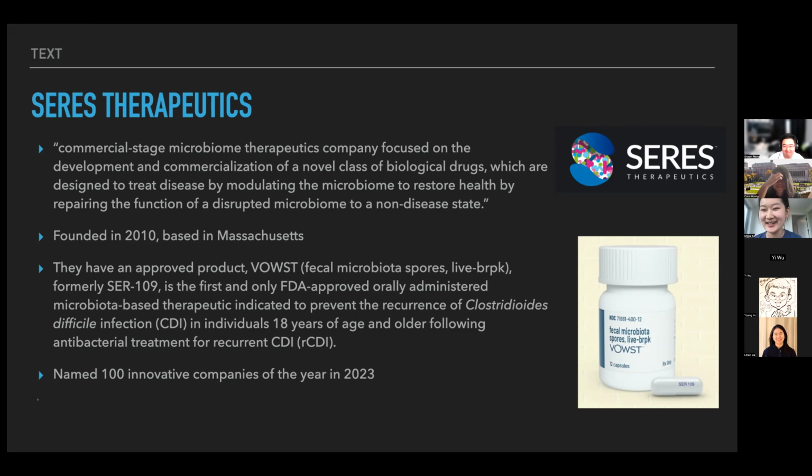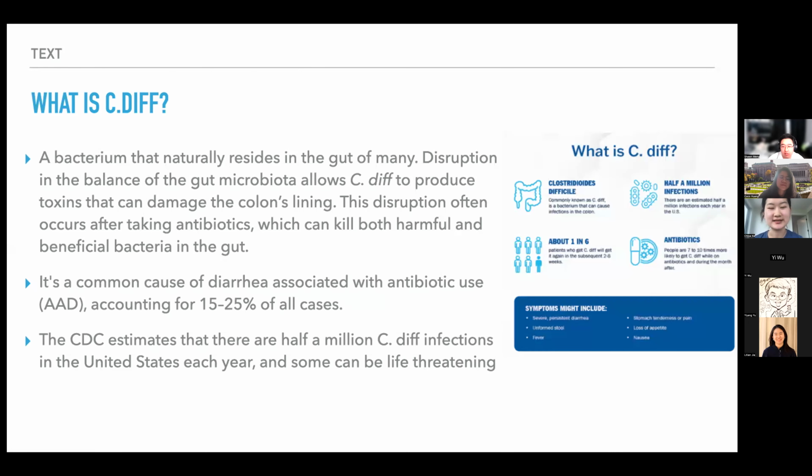So yeah. And then so let me just address the pain point that they're trying to address right here. So what is C. diff? It's basically this bacterium that resides naturally in our guts, right? It doesn't do much harm until there's this disruption in the balance of the gut microbiota. And a lot of this disruption actually occurs from consumption of antibiotics, which can kill a lot of harmful as well as beneficial bacteria inside our guts. And so a leading result is diarrhea and inflammation of the colon. And it's actually quite a widespread problem because the CDC estimates that there are 500,000 C. diff infections across the US every year, and some might even be life-threatening.